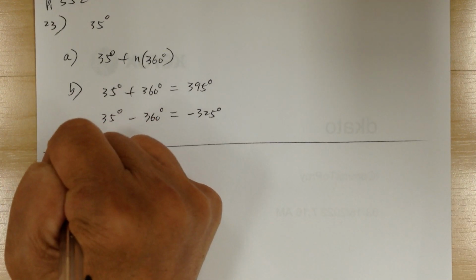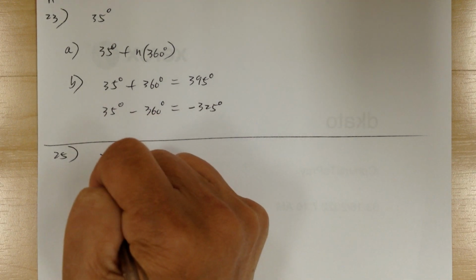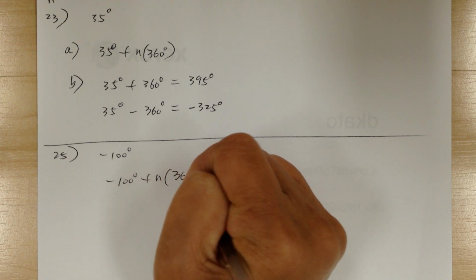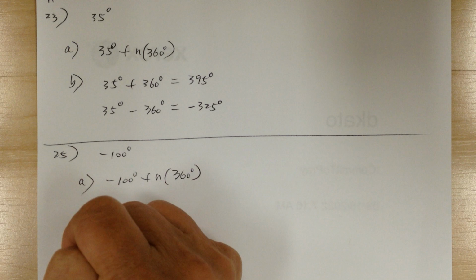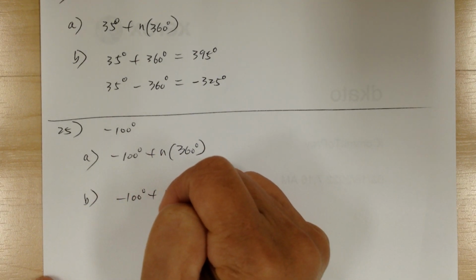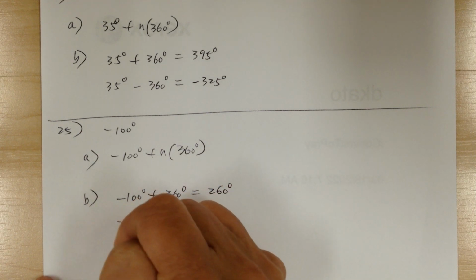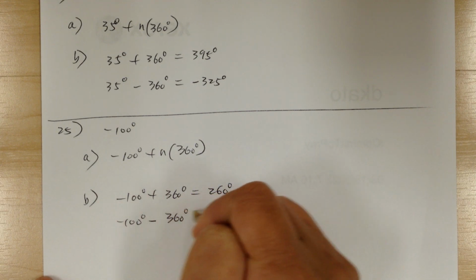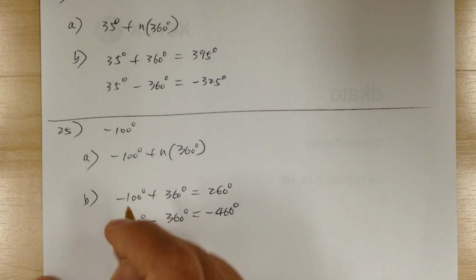Okay, 25. So you've got negative 100 degrees. Again, you go negative 100 degrees plus n times 360 degrees, right? So that's your part A. Now part B, you just let n equal 1, so it'd be plus 360. So this will equal 260 degrees. When n equals -1, you minus 360, right? So this equals negative 460 degrees. Okay. So that's your part B.